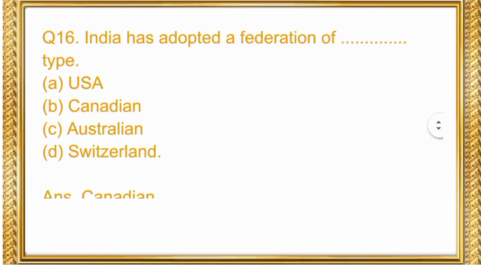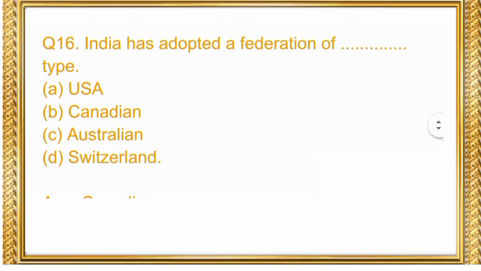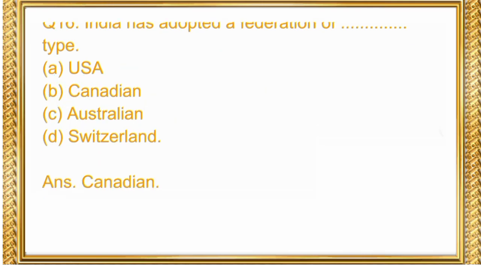Next question is question number 16, asking that India has adopted a federation of which type. Option A is given USA, B is given Canadian, and C is given Australian, and D is given Switzerland. And correct option is B, Canadian.